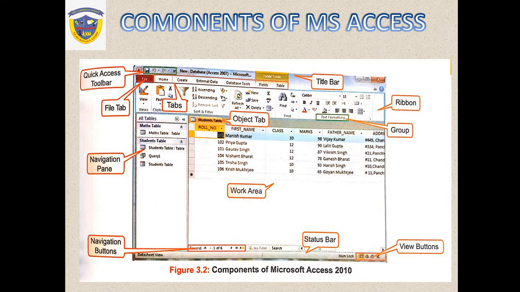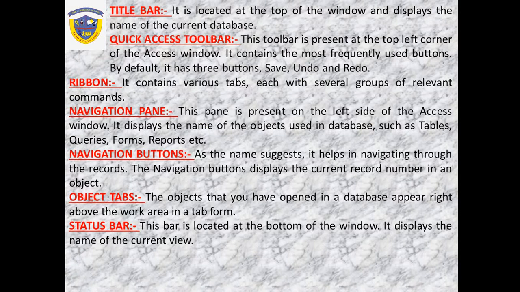Like you can check here, the ribbon shows the different groups. Okay. Next is the navigation pane. This pane is present on the left side of the Access window. It displays the names of the objects used in the database, such as tables, queries, forms, reports, etc.